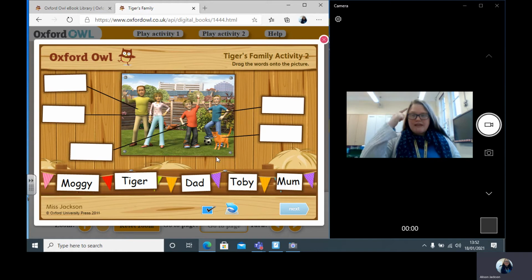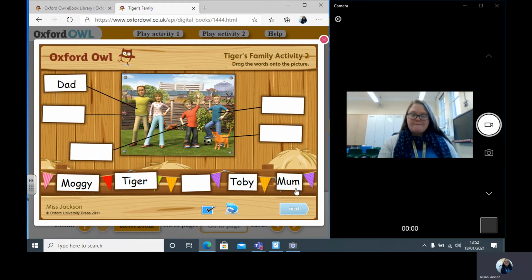Okay, so now we have to think about which character is called what. So let's start with our decodable words. So dad. So who do we think dad is in the pictures? Can you point to him? And this was dad. Dad is here. Okay. Let's move on to our next decodable word.